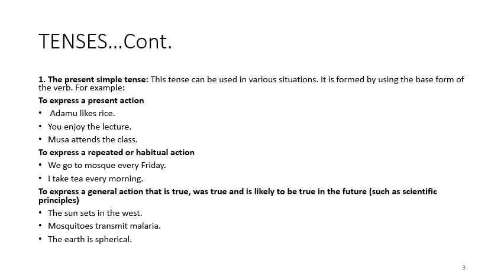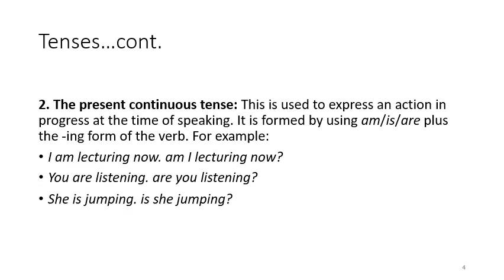Another function of present tense is expression of general action that is considered to be true or will be true in the future. Example, when you say the sun rises or the sun sets in the west, or you say mosquito transmits malaria, or the earth is spherical. All these are ideas that are considered to be true.